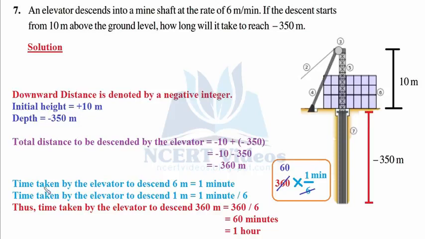Now time taken by elevator to descend 1 meter. It will be 1 minute by 6. This is unitary method. You have learnt it in your previous classes. Time taken by elevator to descend 360 meter. Ultimately, it has to descend this much. Therefore, 1 minute over 6 as it is, we have to multiply it with 360. Now, 1 6 is 6, 6 6 is 36, 0 as it is. So 60 minutes. It will take 60 minutes, which is equivalent to 1 hour. Therefore, this is how you do your question number 7. And this was your last question.